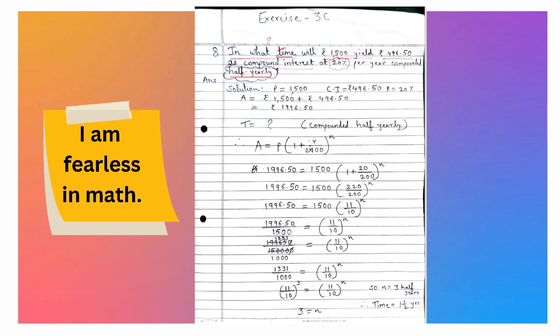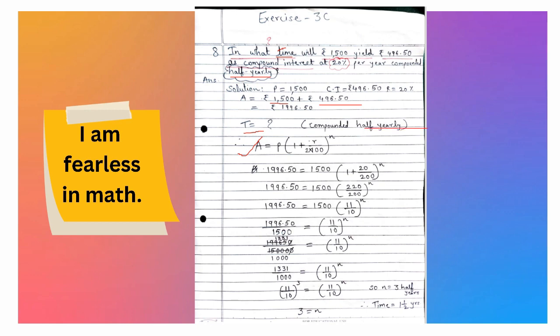So now whatever things are given, let's just write down. Principal is given, 1,500. CI, your compound interest, is given, that is 496.50. Rate of interest is 20%. And first we have to find out the amount. What is the amount, children? Amount is equal to CI plus P. So when you add, you will get rupees 1,996.50. Now why do you need the amount? Because we are going to use this formula, so we must do that. And time you have to find out. And time is compounded half yearly. That is also given here.